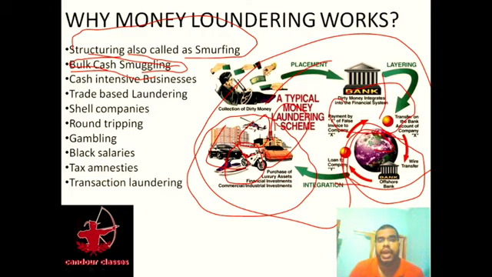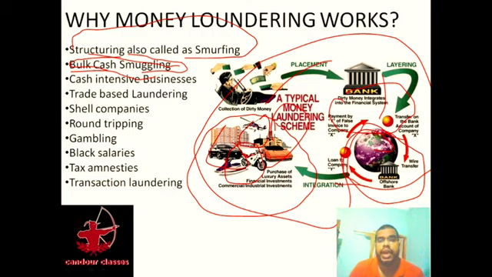Okay, somebody who wants to hide his tax benefits, I mean, doesn't want to give the tax to government, so that can be part of money laundering. Then transaction laundering. Okay, these are the reasons of money laundering. Then money laundering impacts, what is the impact of money laundering?